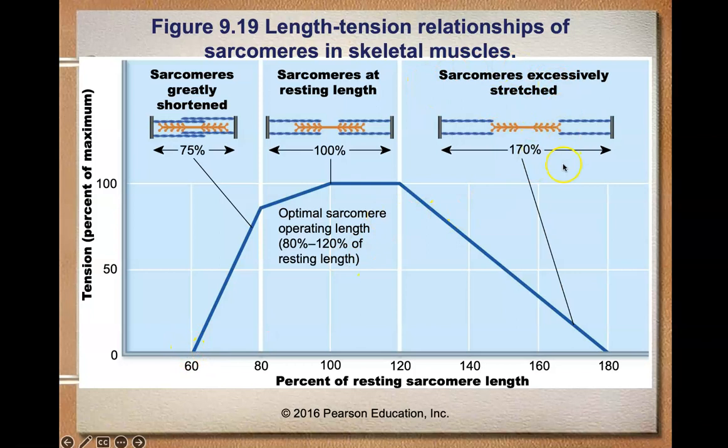Now on the other extreme end here, if the sarcomere is excessively stretched before you even start muscle contraction, then you don't have enough myosin heads able to generate that tension for muscle contraction. So you need to have that optimal overlap of the myosin heads and actin to start. But again, you don't want to have the sarcomere too short either. So this is that optimal sweet spot.